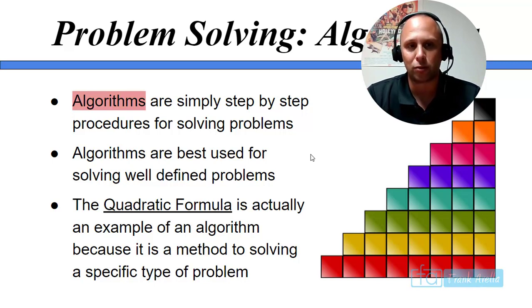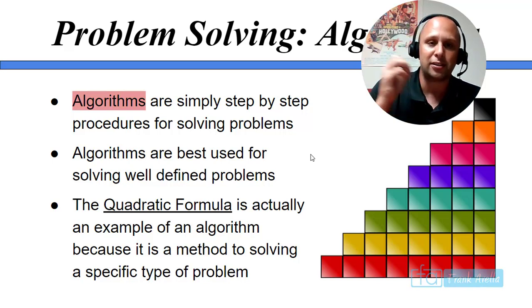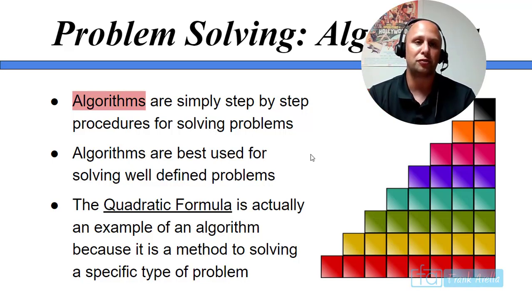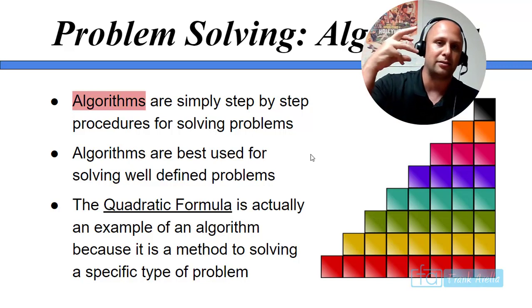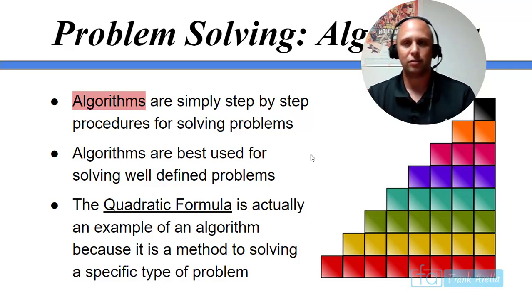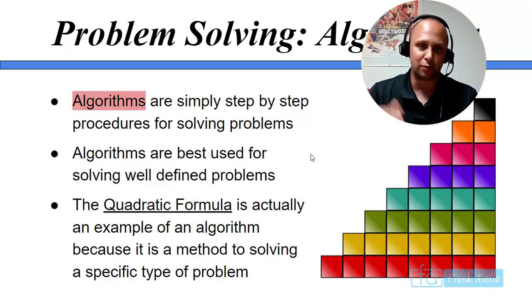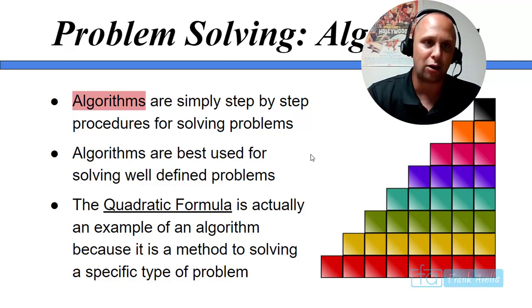The quadratic formula is actually an example of an algorithm because it is a method to solving a specific type of problem. It's used for solving quadratic equations. You take the A, the B, and the C. When you line it up, set everything equal to 0, you plug it in and you get an answer. It's an algorithm.